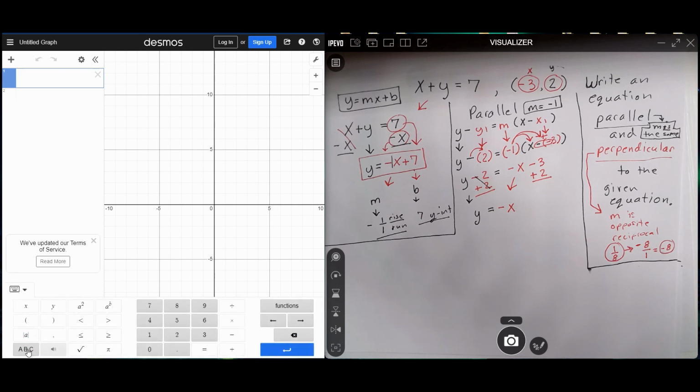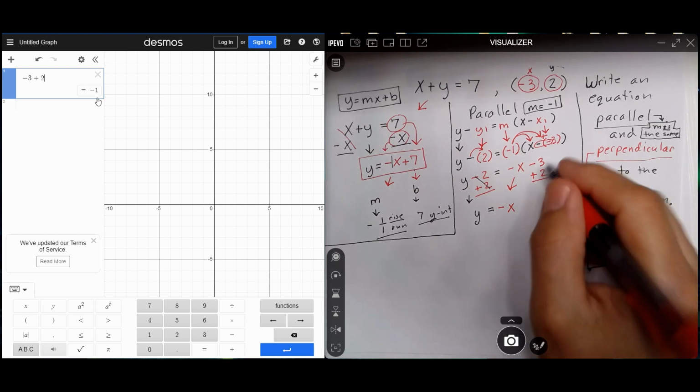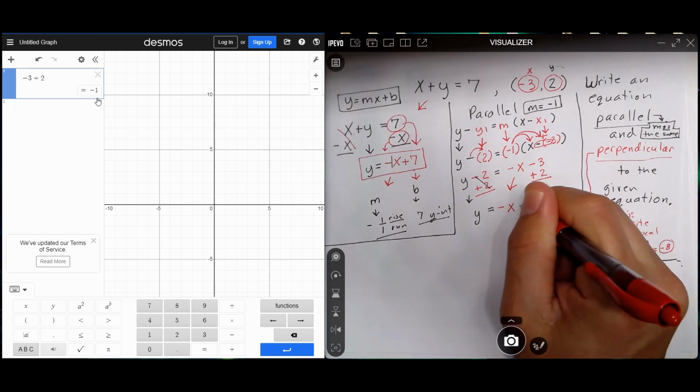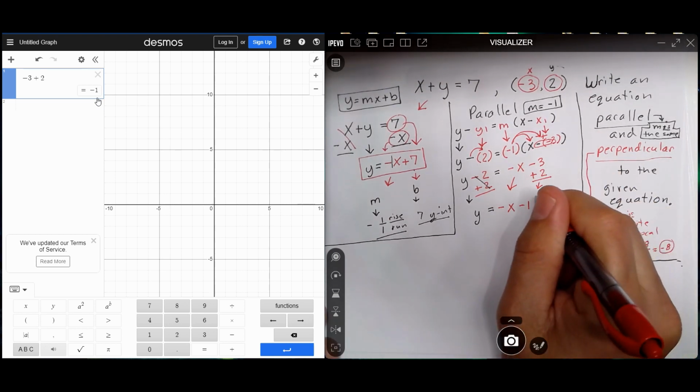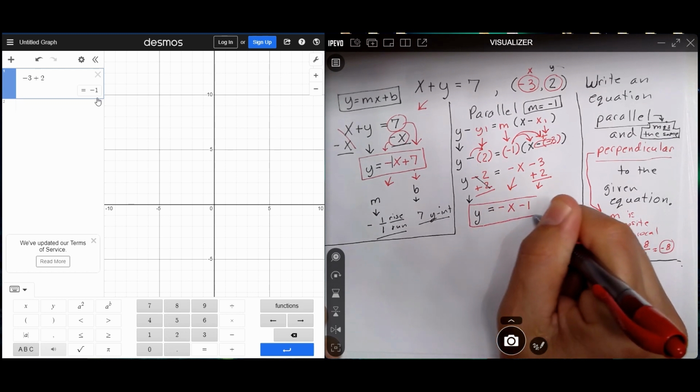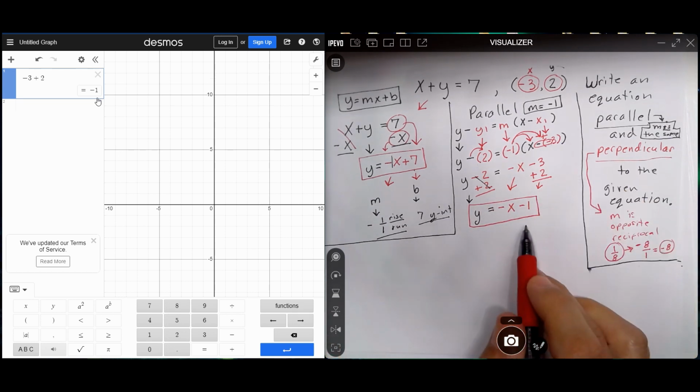So if I went over here and I said, well, I have a negative 3, right? And then I'm adding 2 to it. And notice it's going to give me a negative 1. So this right here becomes a negative 1. I'm going to box it. And that's my new equation.